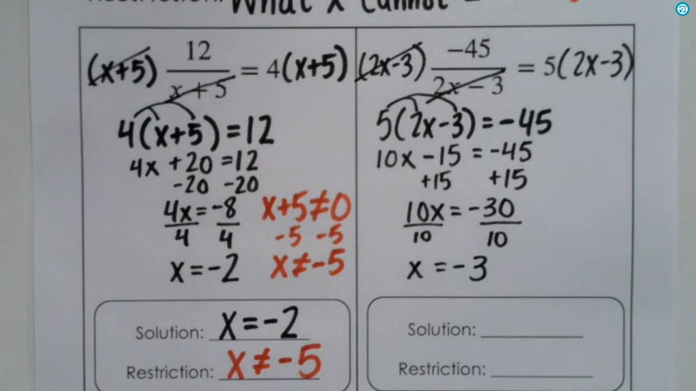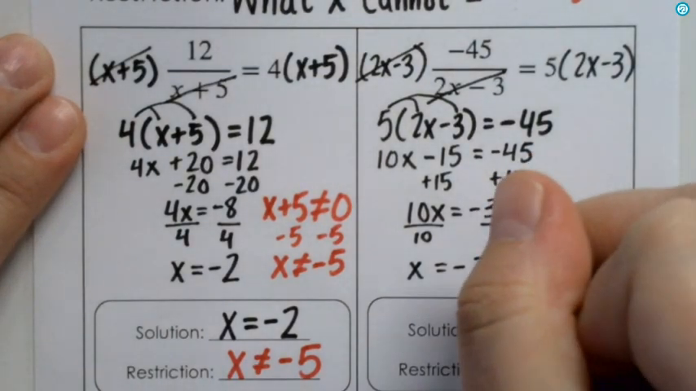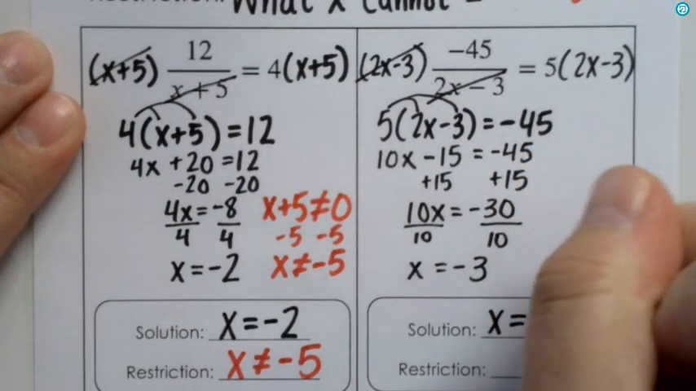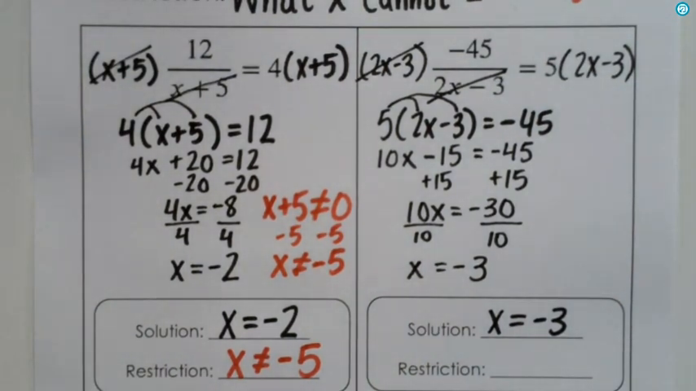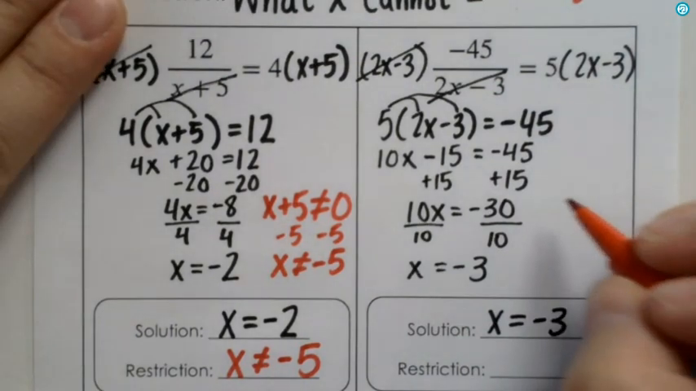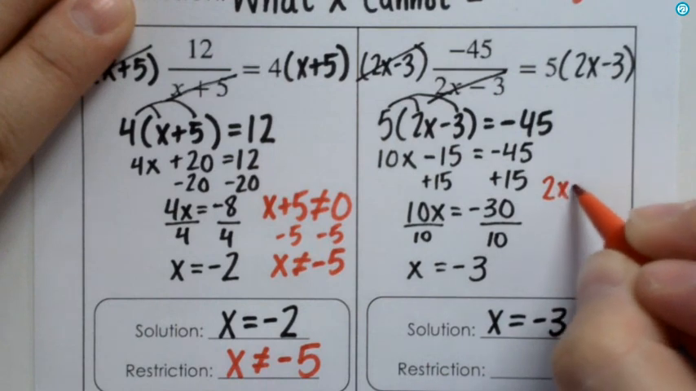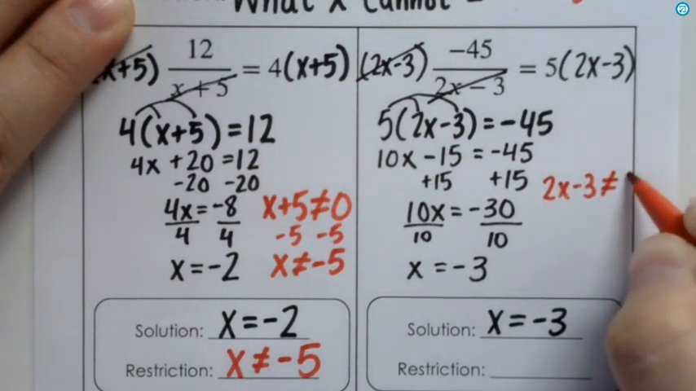Okay. Any questions on my solution there? Alright, what is on the bottom of my fraction? 2x minus 3. So we take that expression, and we are going to set it not equal to 0.